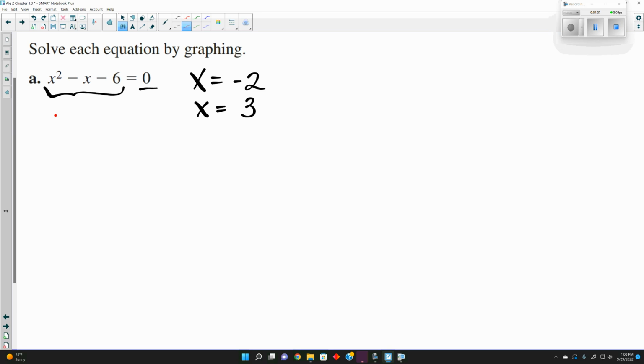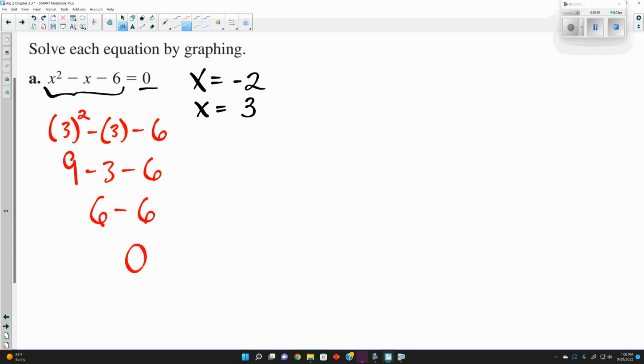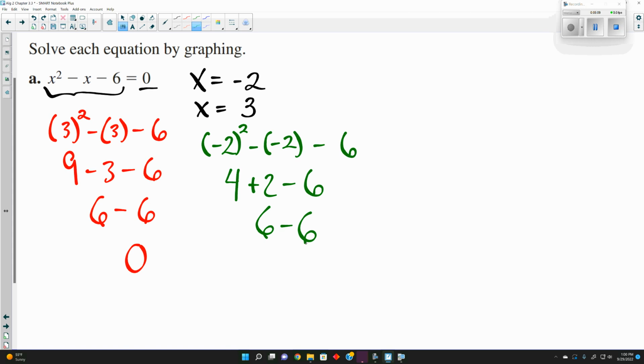Now, if we wanted to check this, we could plug it back in, say 3 squared minus 3 minus 6. Well, 3 squared is 9, 9 minus 3 is 6, and 6 minus 6 is 0, so it works. We could do the same thing with -2. -2 squared minus (-2) minus 6. Well, -2 squared is 4, plus 2 is 6, and 6 minus 6 is 0. So they do work. They both give us a value of 0 because that's what we're looking for. So these two here are our solutions.